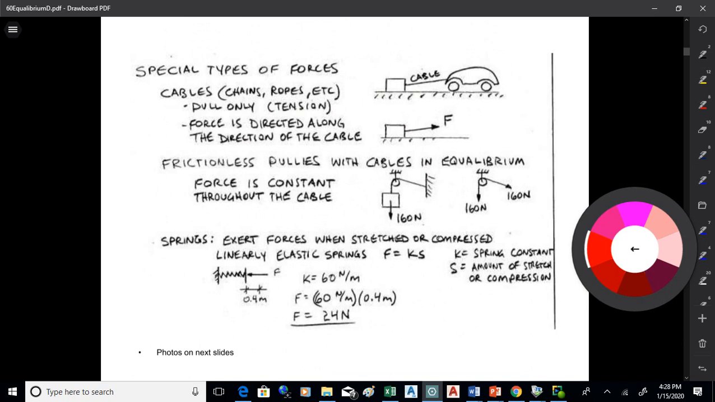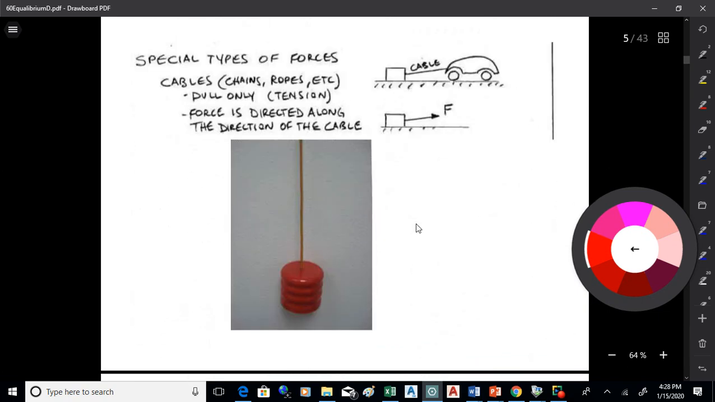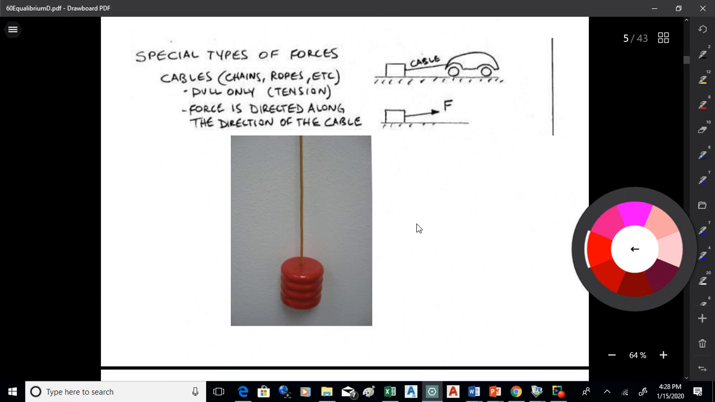The first one is a cable, a chain, a rope, something like that. Now the first thing with a cable is all you can do with a cable is pull. Okay? Because a cable is not rigid. What happens if I try and push with a cable? Not much, huh? Okay? So a cable can only pull.